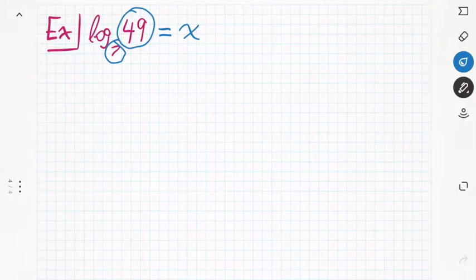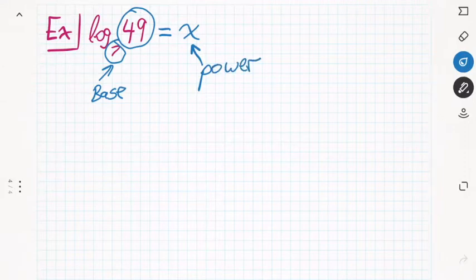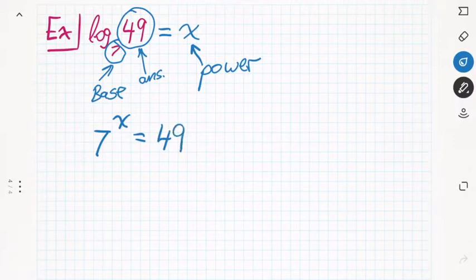So if I was going to write it in exponential form, this down here is the base. This x that I set it equal to, the answer of this thing is x, is going to be the power, because it's what power do you raise 7 to get to 49? So the answer is the power. And then, of course, the 49 is the answer of an exponential. So if I reorder this, it would be base of 7 raised to what power is equal to 49.